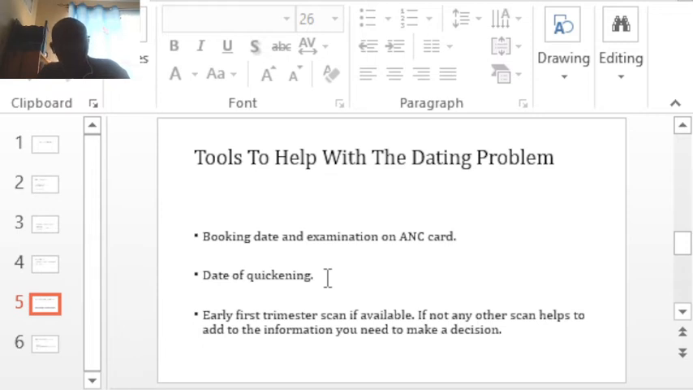You will find that the majority of the women that you're going to see, maybe not the vast majority, but at least 60% of the women that you're going to see may not be very sure of the dates of their last period. At the beginning of pregnancy, it may not be such a hassle, but at the end of pregnancy, at the time that you need to decide how and when to deliver the baby, it may become a challenge for you.